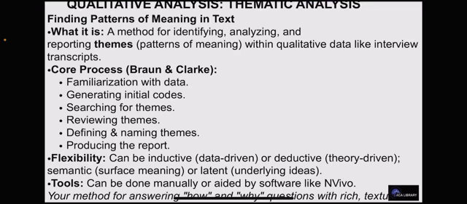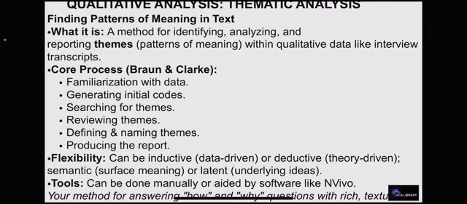Moving on to the next subtopic, which is qualitative analysis. Now we're looking at thematic analysis. This is all about finding patterns of meaning in text. It is a method for identifying, analyzing, and reporting themes. These themes could also be known as patterns of meaning. So it is a method for identifying, analyzing, and reporting themes within qualitative data like interview transcripts.